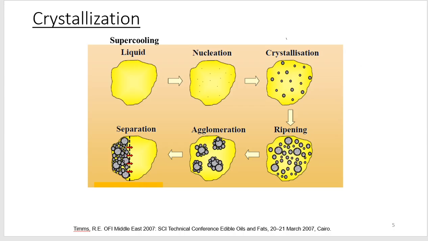Crystallization. Crystallization is the other important parameter for lipids. The overall physicochemical and sensory properties of products such as butter, margarine, ice cream, and baked goods are strongly influenced by the crystallization behavior of the lipids that they contain. And the crystallization process is more complex compared to melting. It involves several stages. Here, this figure shows the illustration of the crystallization process.